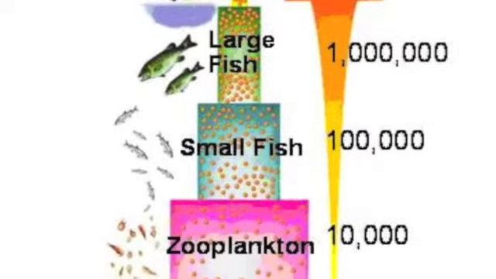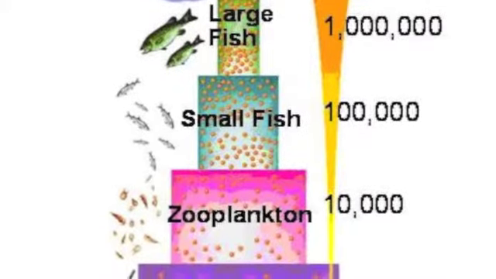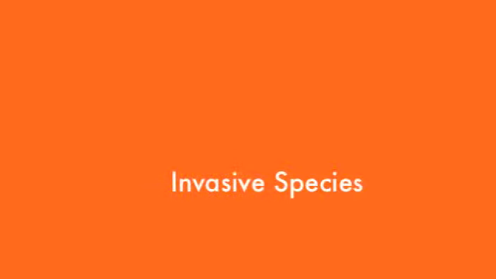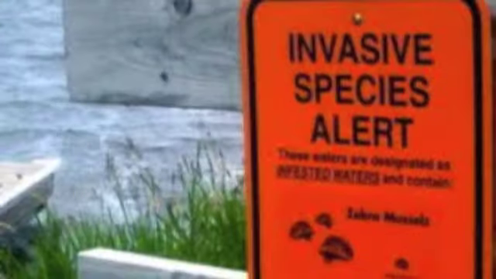Biological magnification increases the concentration of a harmful substance in organisms at higher trophic levels in a food chain or food web. Invasive species are plants and animals that have migrated to places where they are not native.